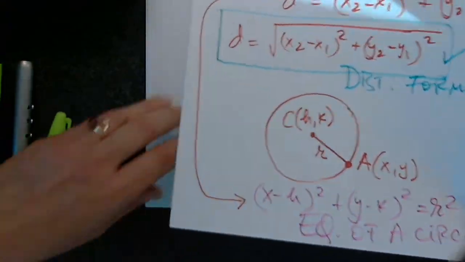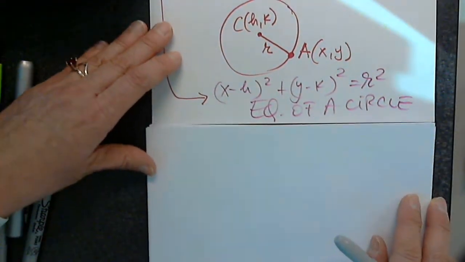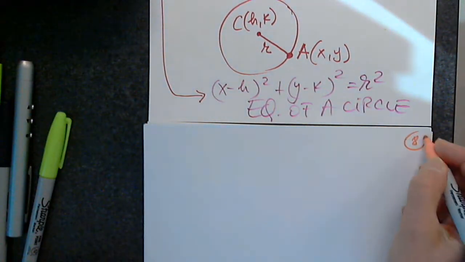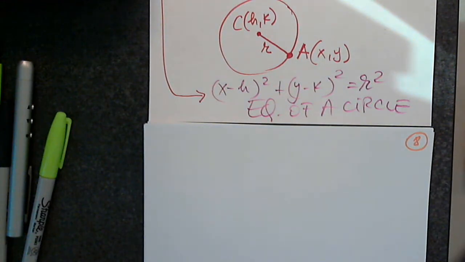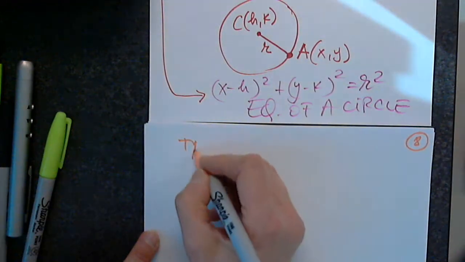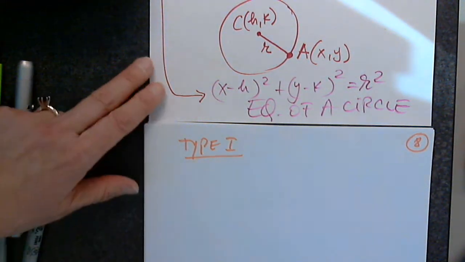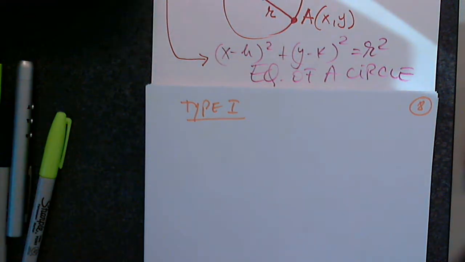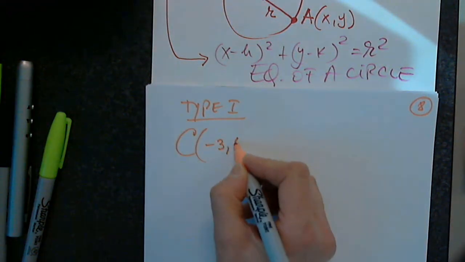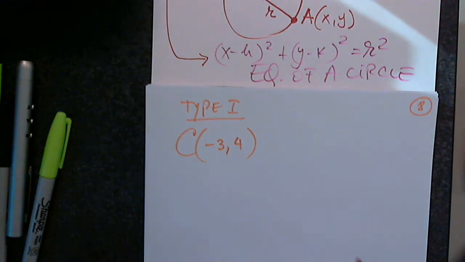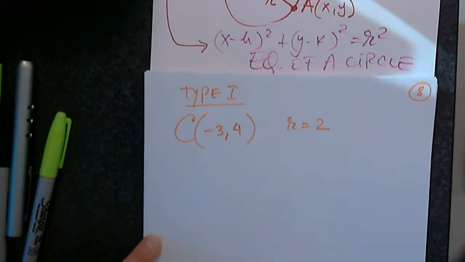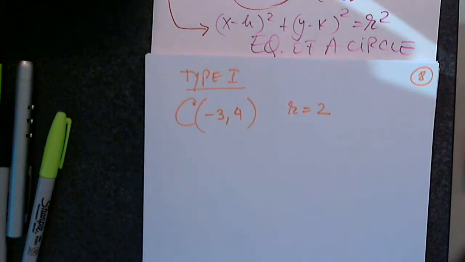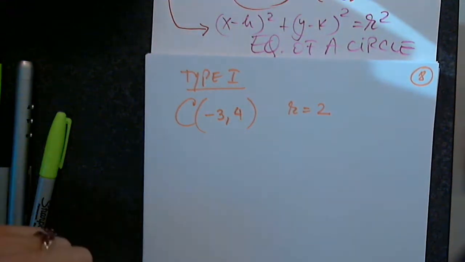Good. There are 3 different types of problems that we need to look at when it comes to the equation of a circle. Here's the first type, type 1. In type 1, we are given the center, -3, 4, and the radius, 2. Please give us the equation of the circle with the center at -3, 4, and the radius of 2. I'm ready when you are.